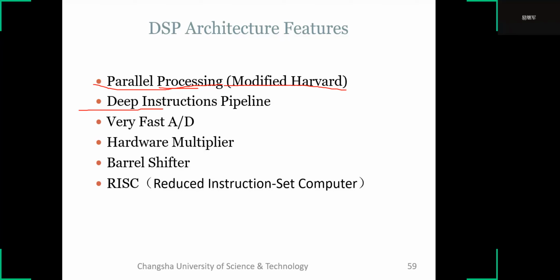Deep instruction pipeline. Very fast AD converter, hardware multiplier. Hardware multiplier is faster than the software multipliers. Barrel shifter and RISC, reduced instruction set computer, reduce the instruction.